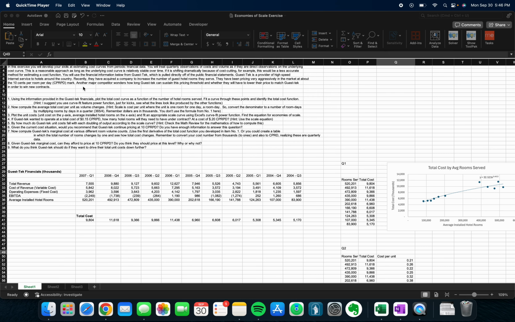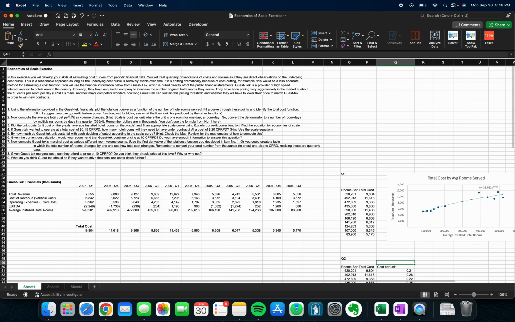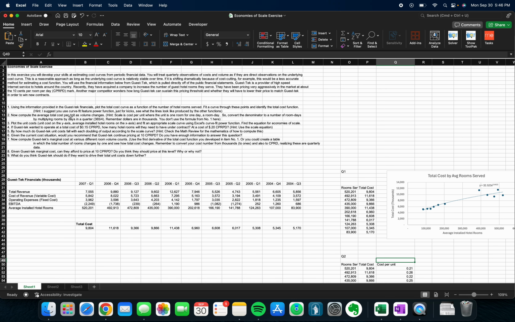Let's close this out. We got this Excel sheet right here. We're finding out basically if this company, Guest Tech, who provides high-speed internet, is able to continue to charge 10 cents per room per day. It's extremely aggressive pricing, and their competitors are curious if they're going to be able to last.